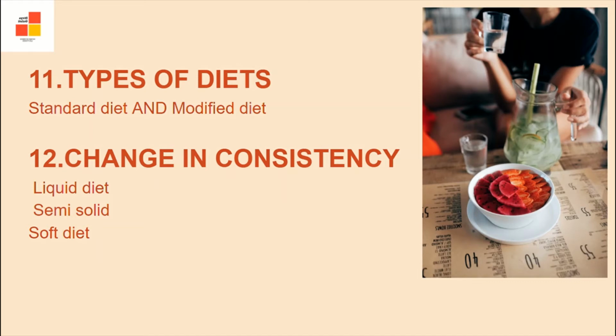Let's see change in the consistency. There are three types of diets according to it: liquid diet, semi-solid and soft diet. Liquid diet, the fluid given at room temperature to a diarrheal patient. Example, soup, coconut water, whey water, lemonade. This is meant for a patient who is unable to chew or swallow or absorb.